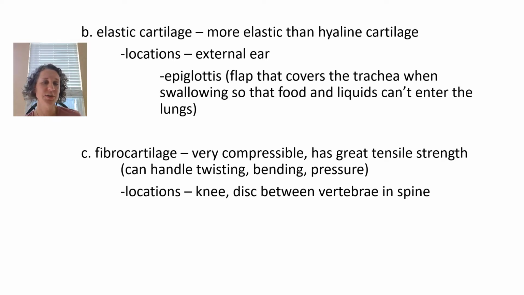And then finally, your fibrocartilage. This is very compressible, so you can really press it down. It also can really handle twisting and turning. So you see a lot of this in your knee because of the movements that your knees have to make. And then also, especially for the compressible part, in the discs between your vertebrae in your spine. So each type has a very specific structure and also a very specific location and function.